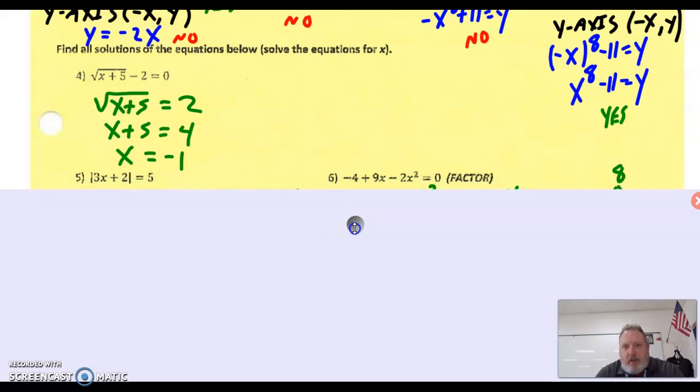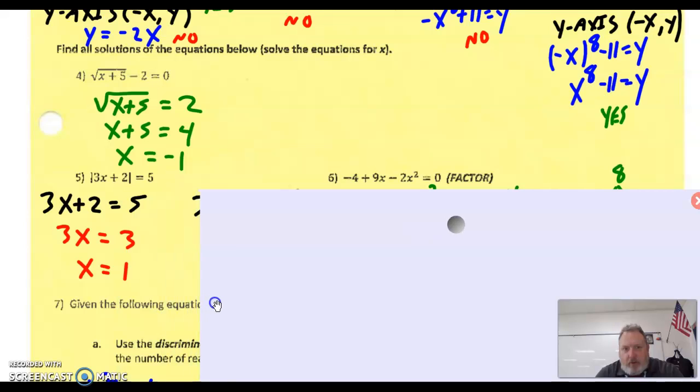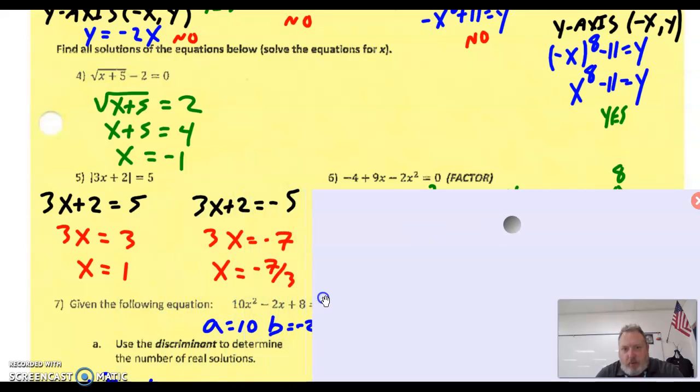Okay, absolute value equation. And over here we have a factoring one. I'll tackle this one first. So when you have absolute value, you want to break that into 2 equations. So 3x plus 2 equal to 5 and 3x plus 2 equal to -5. And then we solve each one. So we subtract 2 from both sides, divide by 3, and we get our 2 solutions. X equals 1, x equals -7/3. Do not forget to do this second equation right here. That's the hang up that many students have. They forget to do the second part.